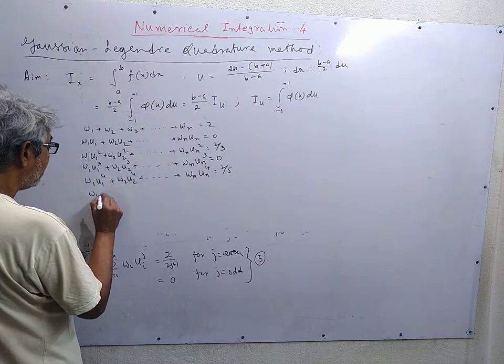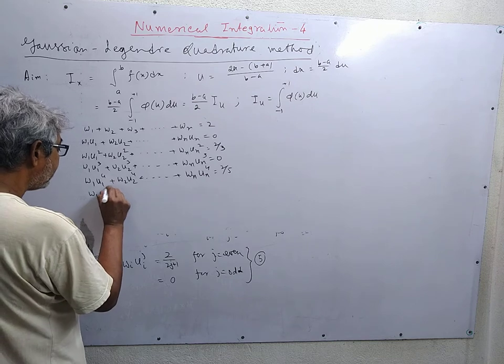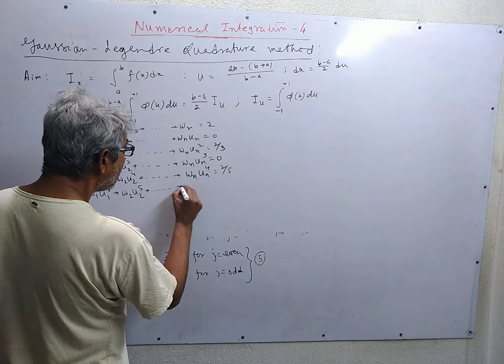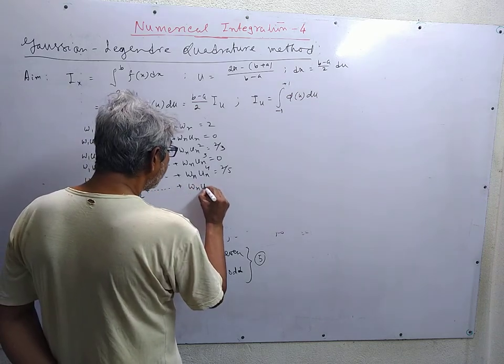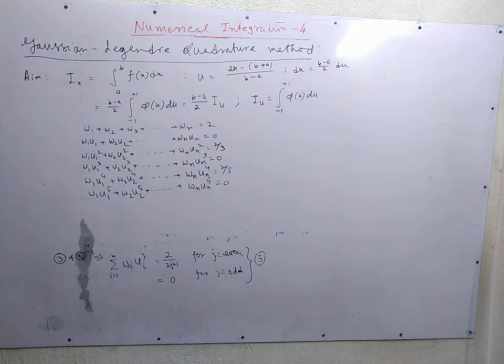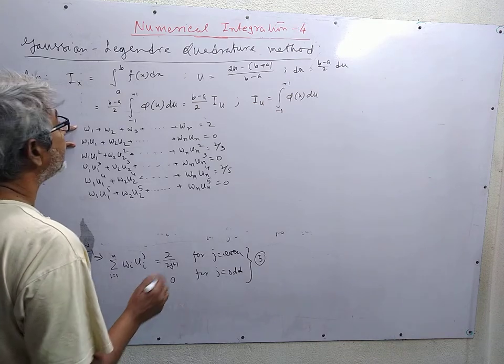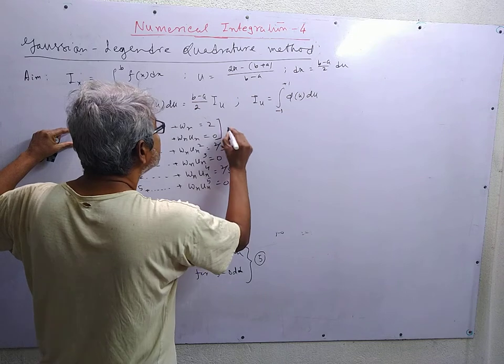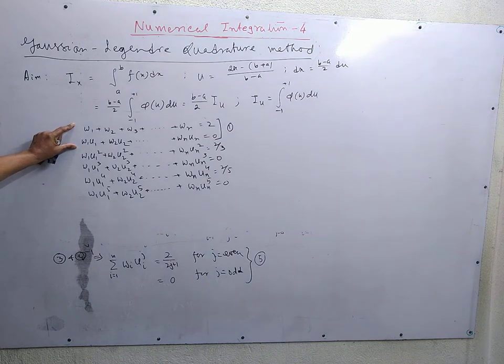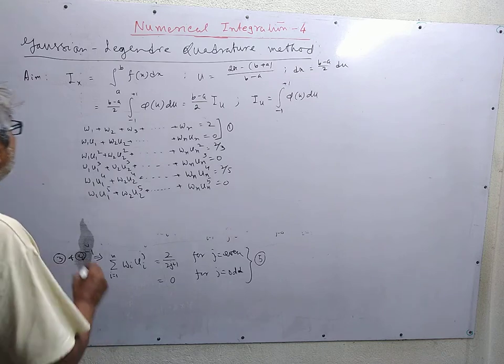And w1 u1 to the power 5, w2 u2 to the power 5, ... wn un to the power 5 is equal to 0. Now if we want a 1 point formula, that is we need one w1 and u1. So this is the 1 point formula. For the 1 point formula, these two equations are sufficient to give you u1 and w1.